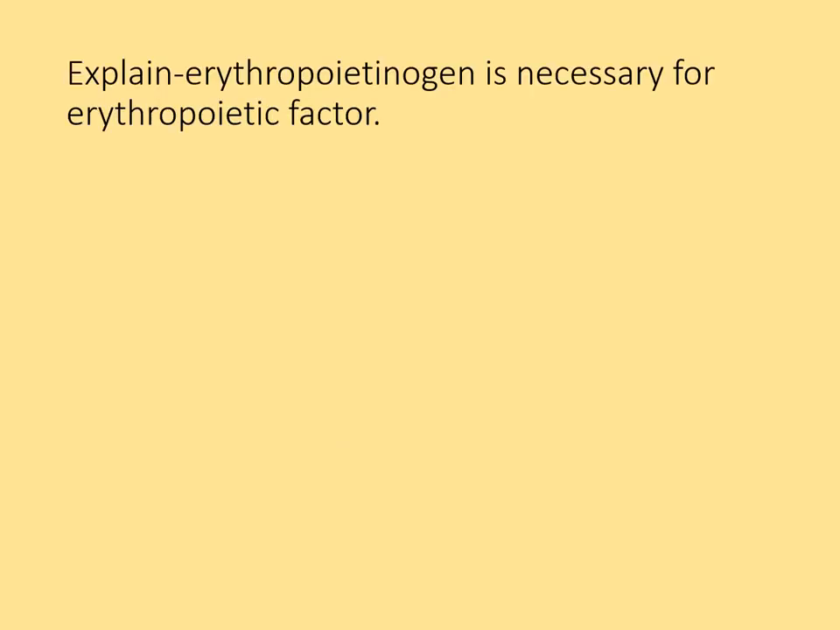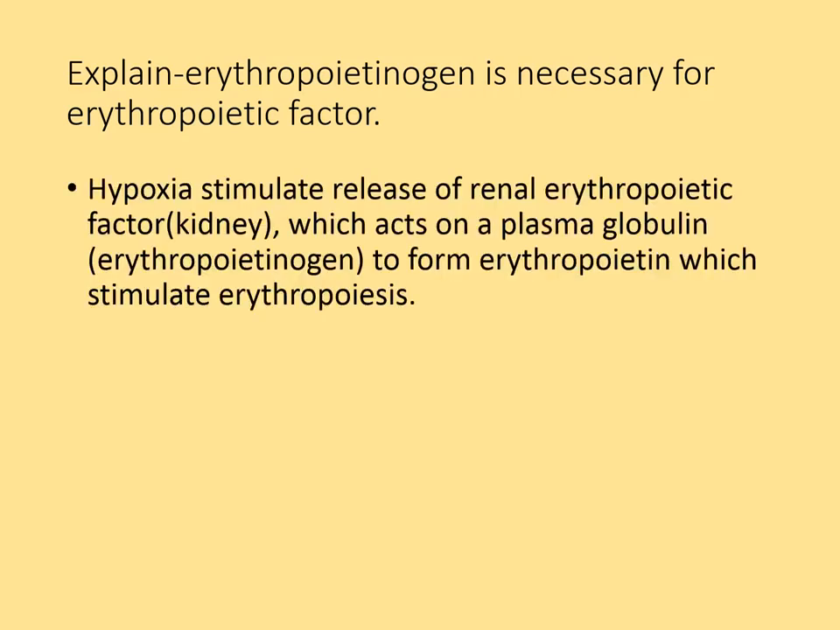Explain why erythropoietinogen is necessary for erythropoietic factor. Hypoxia stimulates release of renal erythropoietic factor from the kidney, which acts on plasma globulin, also known as erythropoietinogen, to form erythropoietin, which is a hormone which stimulates erythropoiesis.